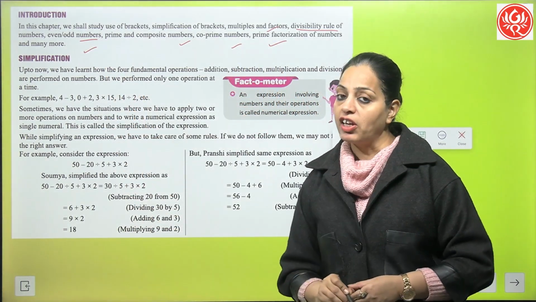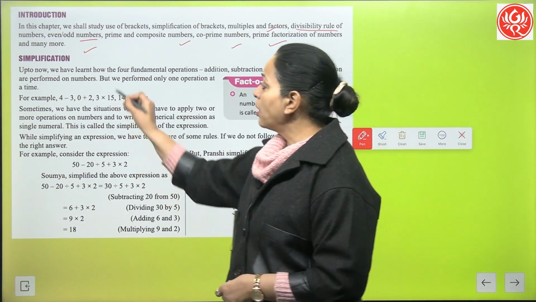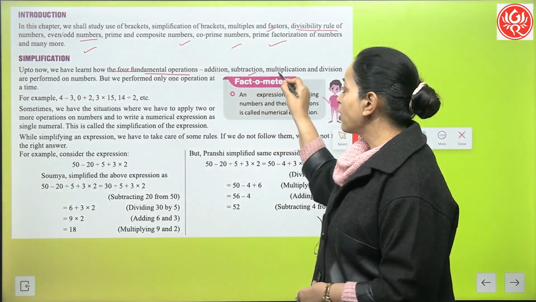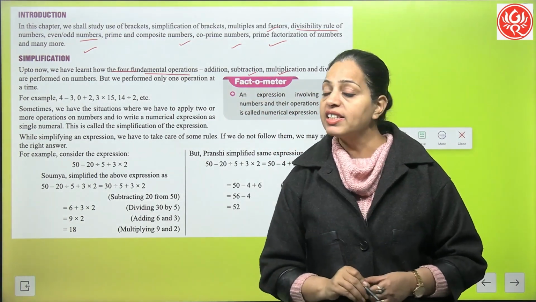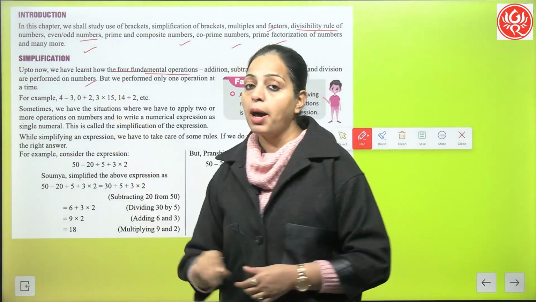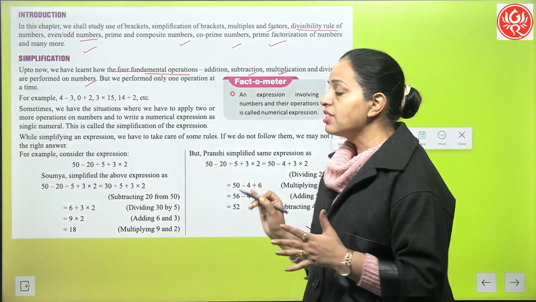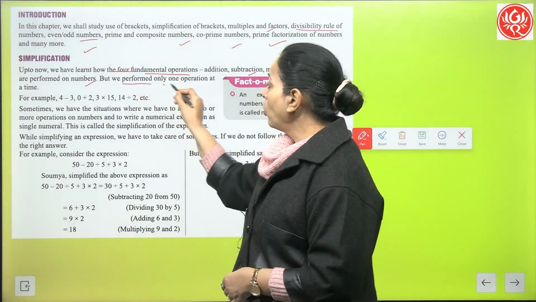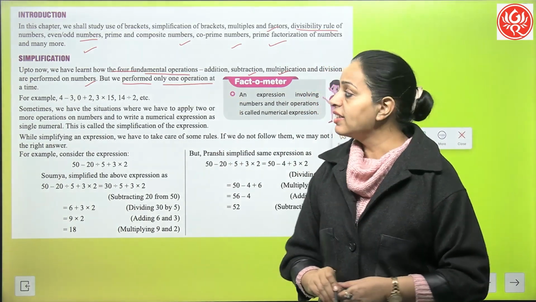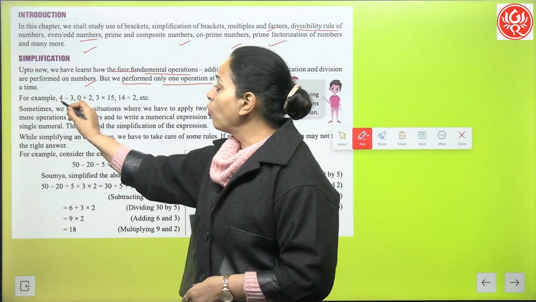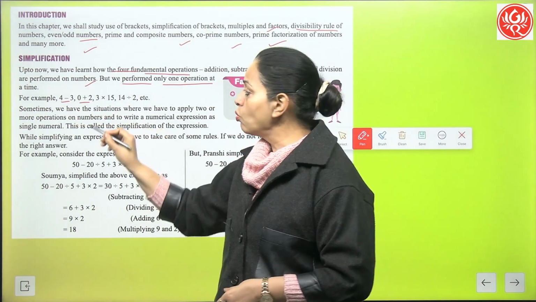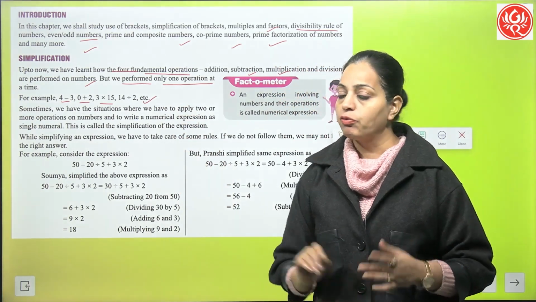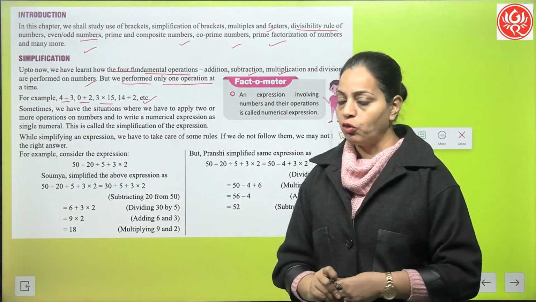Now, simplification. Up to now, we have learned how the four fundamental operations, addition, subtraction, multiplication and division are performed on numbers. We have learned about these operations so far. Now, but we performed only one operation at a time. For example, like 4 minus 3, 0 plus 2, 3 into 15, 14 divided by 2, etc. We have done such type of questions.